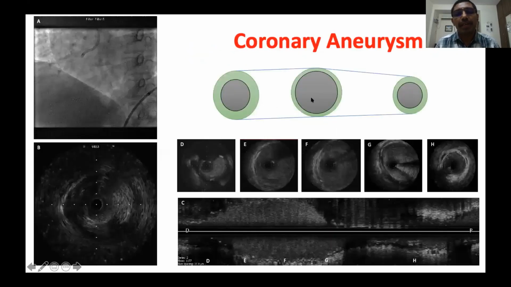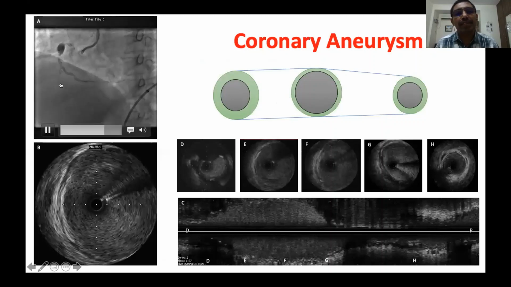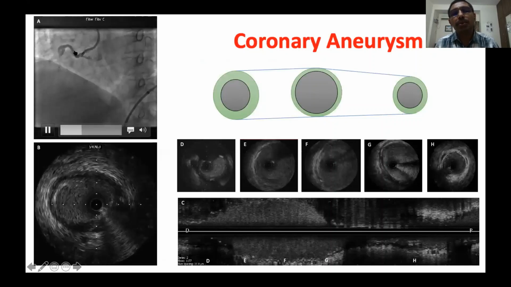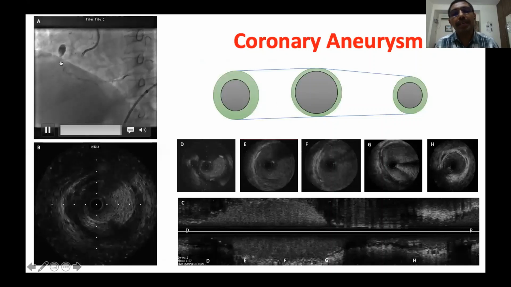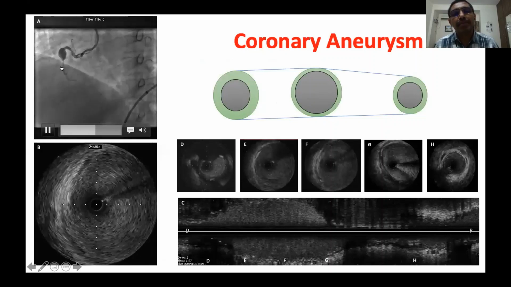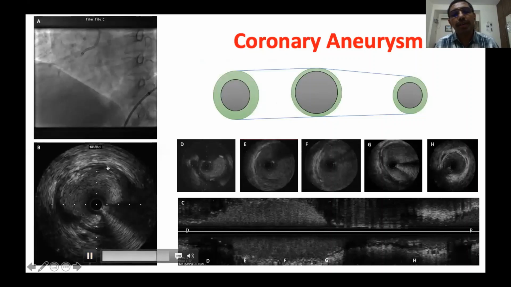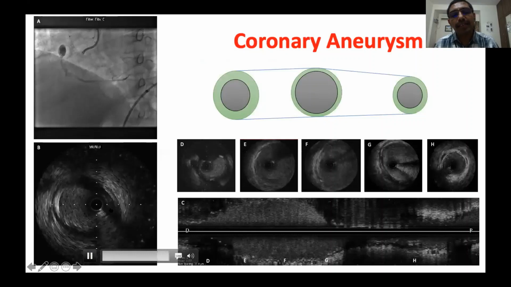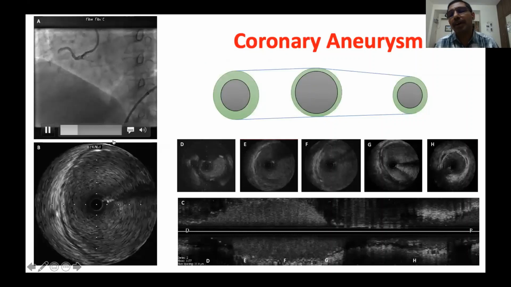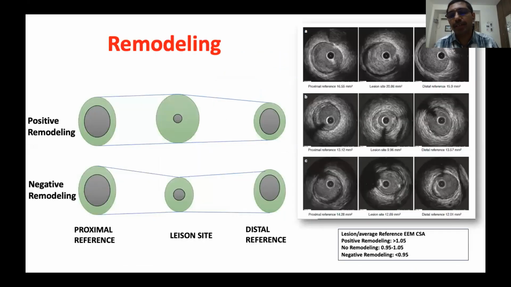And what is coronary aneurysm? We define coronary aneurysm with IVUS in the same way as we define it with coronary angiography. An aneurysm is a segment which is more than 1.5 times the diameter of the reference segment. So this is a typical appearance of aneurysm. IVUS helps in differentiating between a true aneurysm, where you see all three layers intact, and when there is a breach in the vessel wall continuity, that is a false aneurysm or pseudoaneurysm. That can be easily identified with your IVUS.